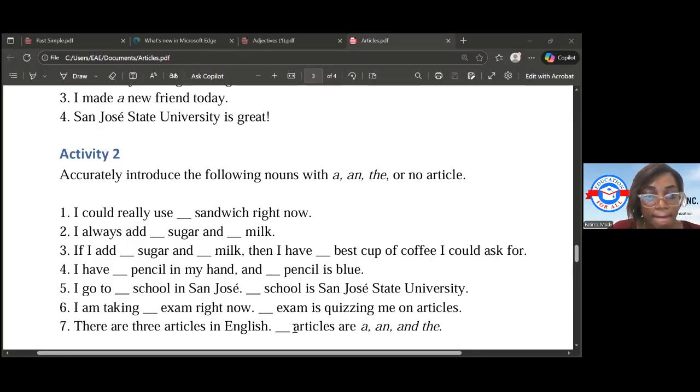I have a pencil in my hand, and the pencil is blue. Can you say it one more time? I have a pencil in my hand, and the pencil is blue. Yes, that's correct now. I just wanted him to say it very well.